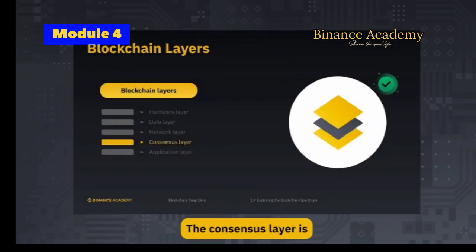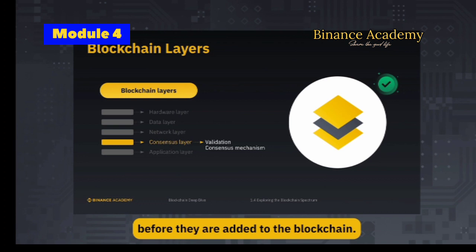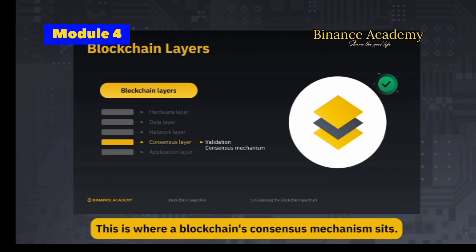The consensus layer is the layer that is responsible for validating and agreeing on the contents of the blocks before they are added to the blockchain. This is where a blockchain's consensus mechanism sits.